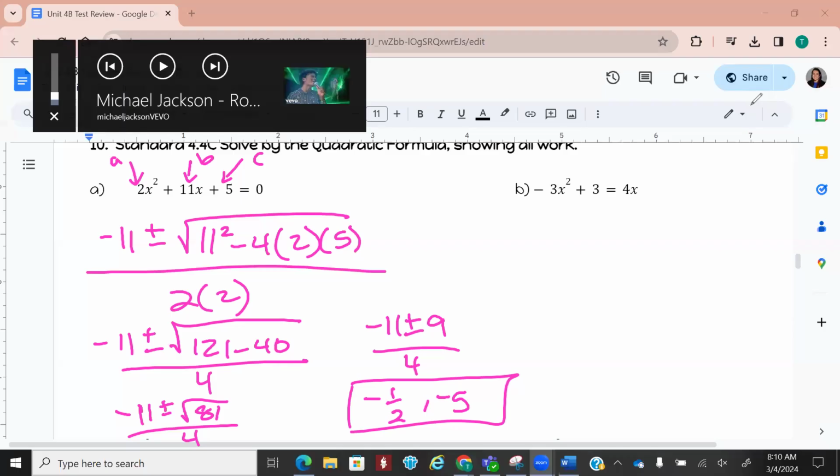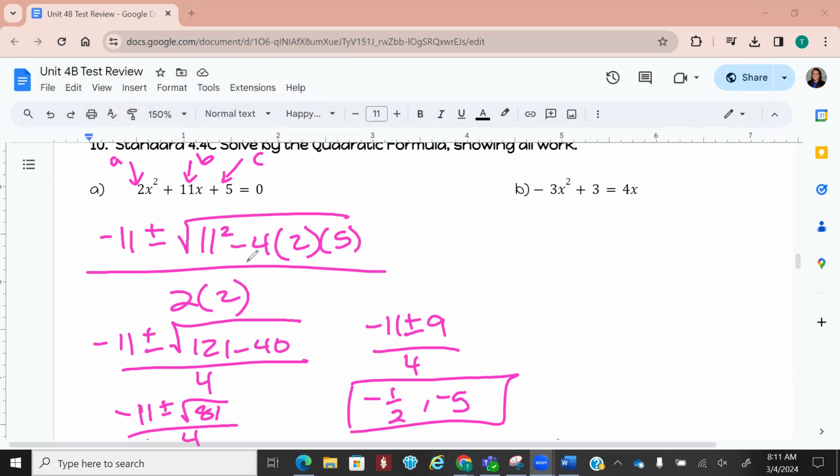Okay, so I got negative 1/2 and negative 5. So what did you get? A lot of people make a mistake underneath the radical. You've got to be careful with the subtraction, the negative, etc.